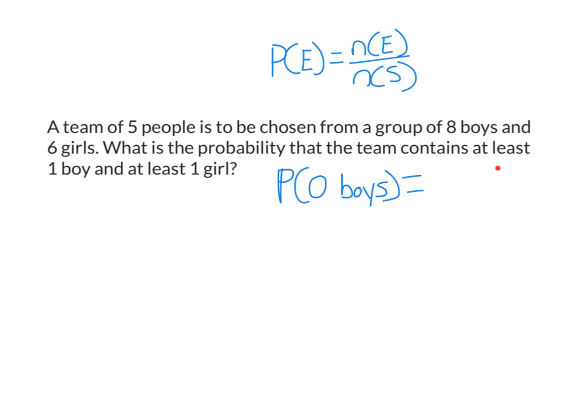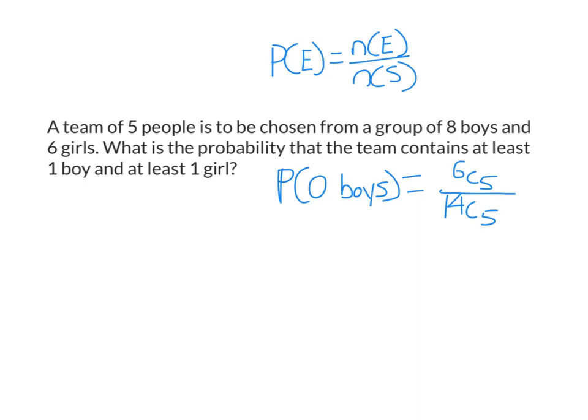So, for the probability that I pick no boys and all girls, how many ways can I pick all 5 girls if there are 6 girls to start with? Well, that number is just 6C5. I'm picking 5 girls from a group of 6. What is the total number of ways to pick 5 people from a group of 14? I have 14 people to choose from, and I'm picking 5. This is the number of ways it can happen, and this is the total number of outcomes.